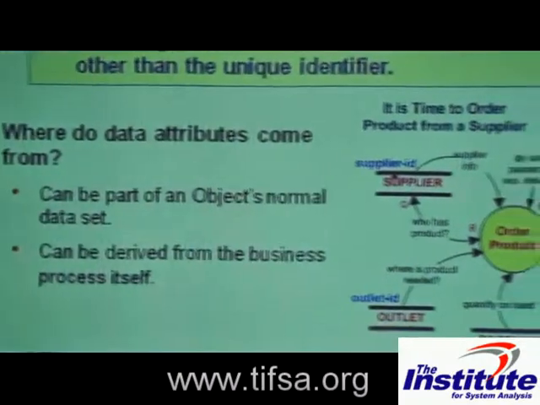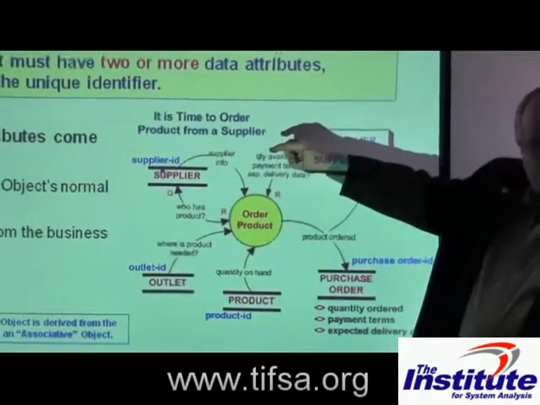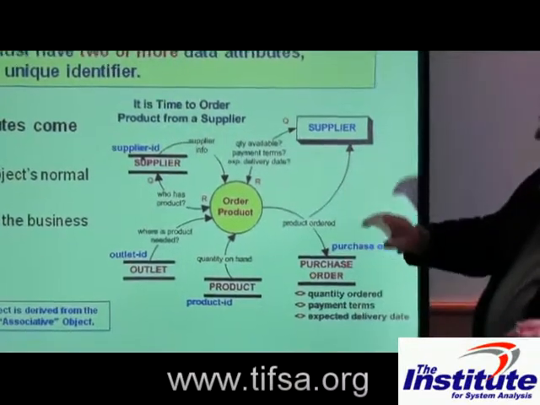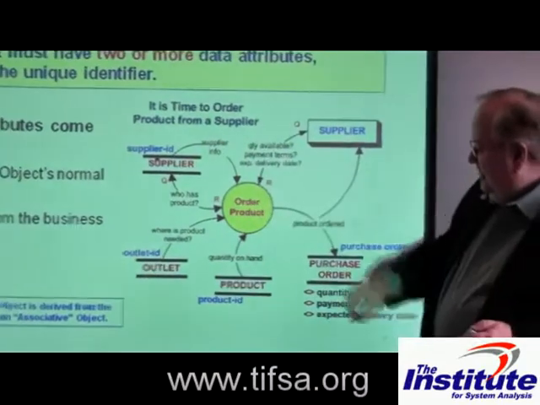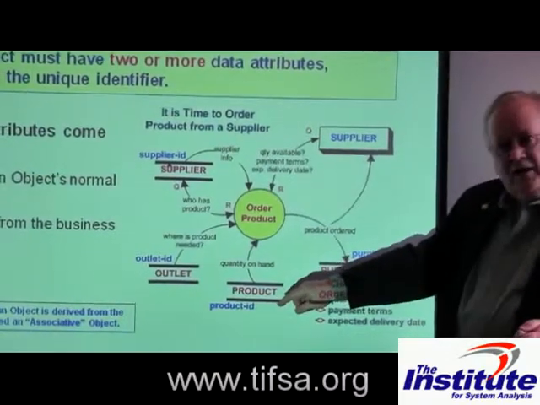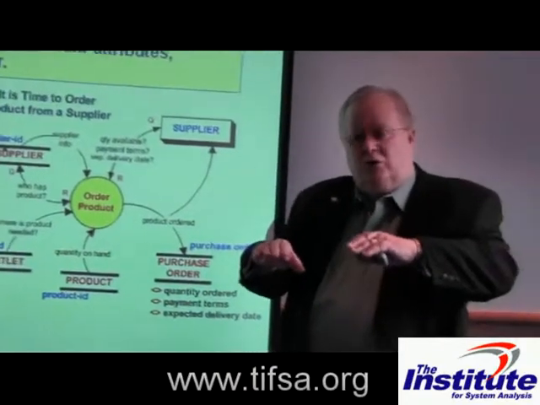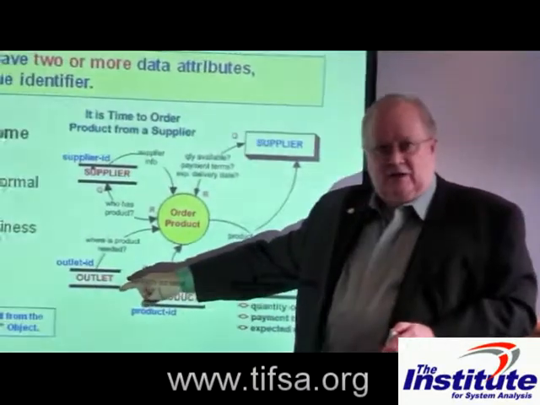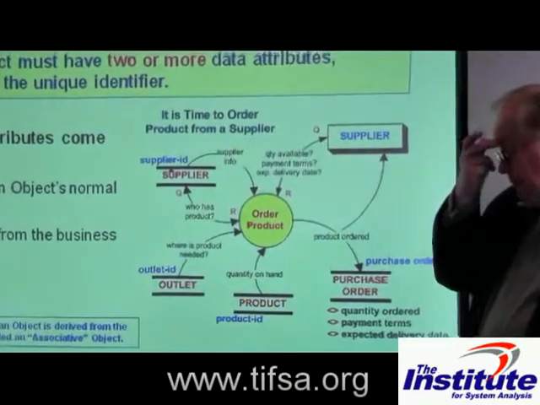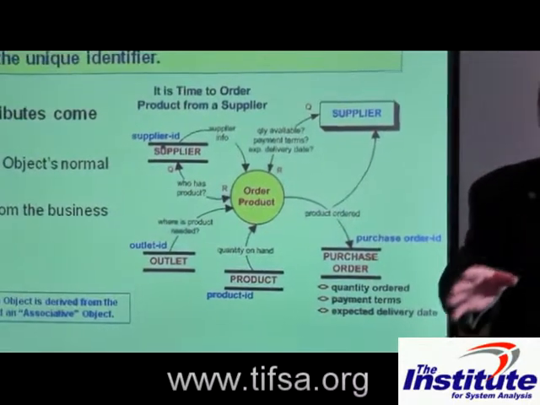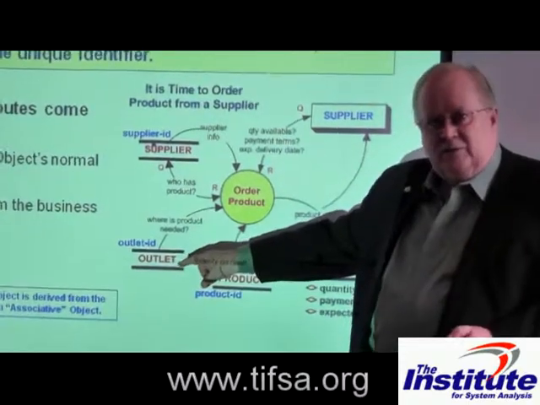If you look at this process here, the event is it's time to order a product from a supplier. And we identify the fact that it's time to order a product from a supplier because the product quantity on hand has gone down to some kind of a reorder threshold for a specific outlet in this particular case. So when we know that the quantity on hand needs to be replenished under whatever rules are for that, we know who the supplier is and we know this outlet it has to be shipped to.